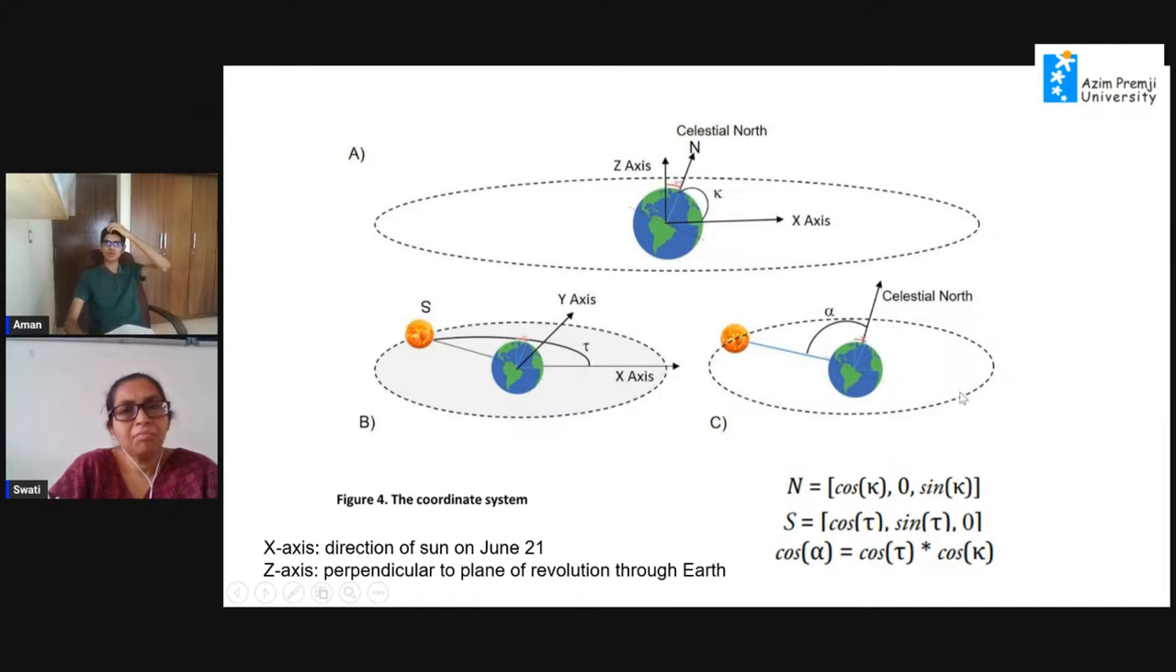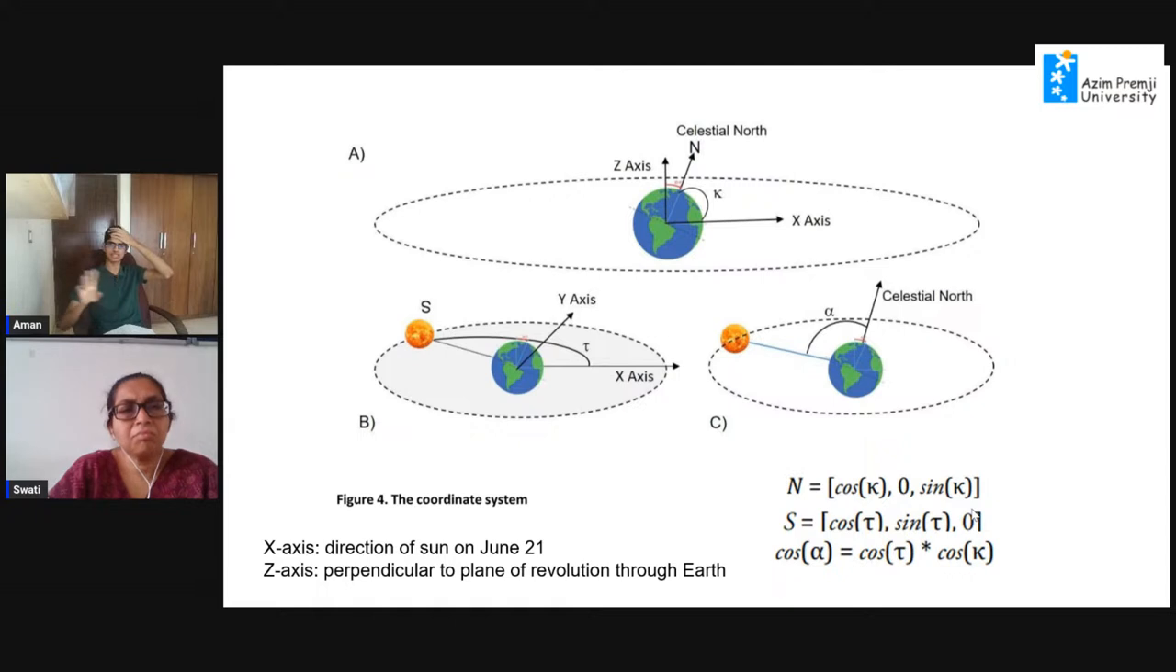Okay, so we're going to define coordinates for our convenience. The x-axis is the direction of the sun, the vector pointing from the Earth to the sun on summer solstice, which is June 21st. The z-axis is the direction perpendicular to the sun's plane of revolution. That's actually the Earth's plane of revolution, which we treat as the sun's plane of revolution. N is the direction of celestial north. S is the direction of the sun at a given time of year. So tau represents the time of year.